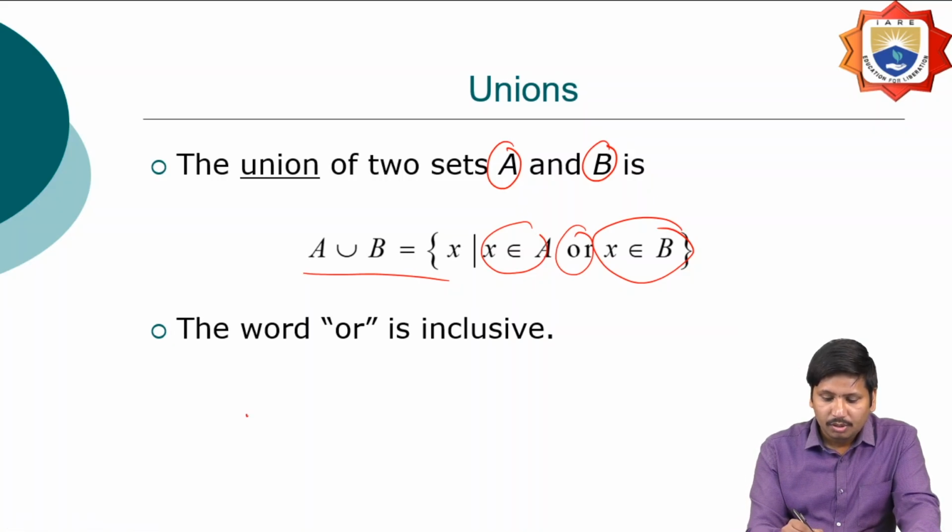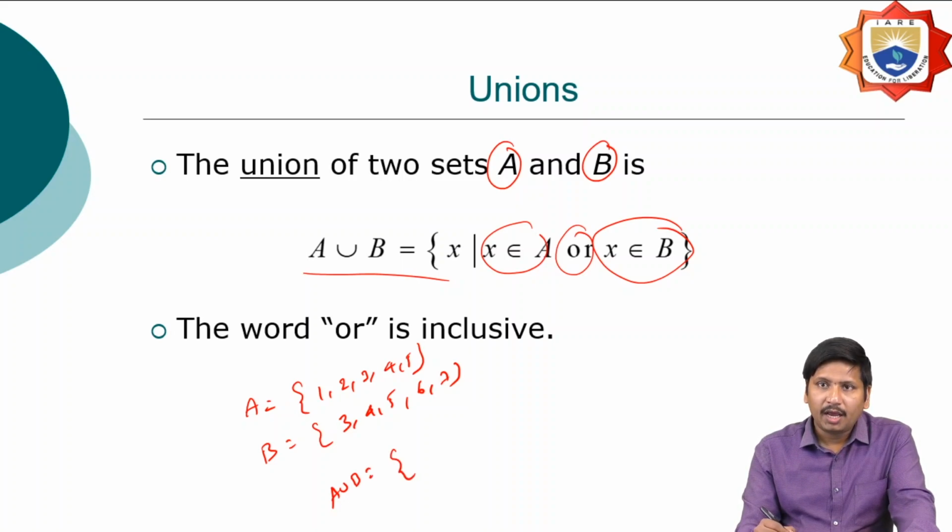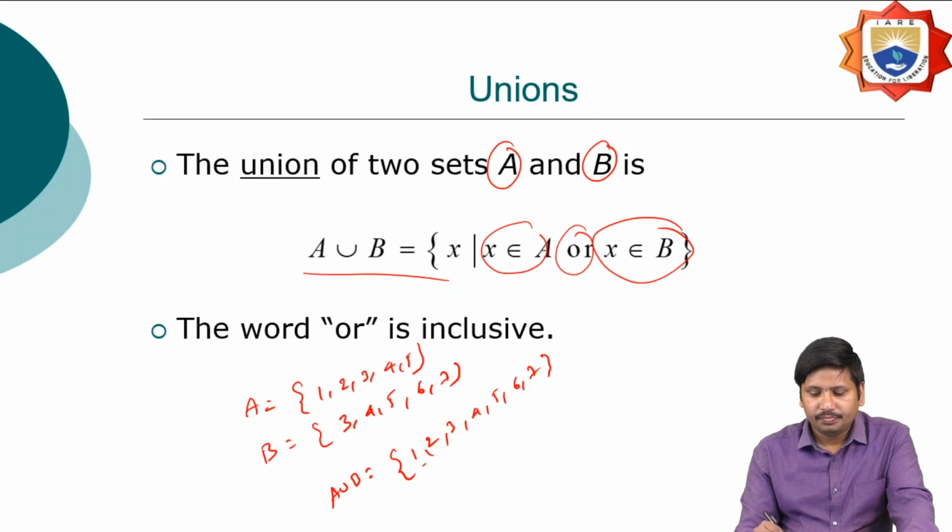Let's take an example. A equals {1, 2, 3, 4, 5} and B equals {3, 4, 5, 6, 7}. What is A union B? The elements that belong to A or belong to B. So {1, 2, 3, 4, 5, 6, 7}. Diagrammatically, if you want to represent it, you can also represent it that way.